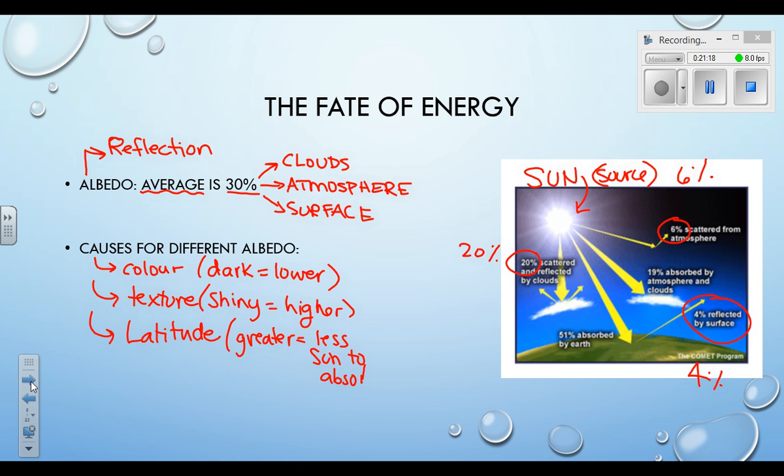Now, latitude doesn't necessarily directly affect your albedo, because albedo talks about how much sun is reflected. But if you are at a greater latitude, that means you are farther away from the equator, there's less sun to absorb in the first place. So even though you might not actually be reflecting more, you're absorbing less.